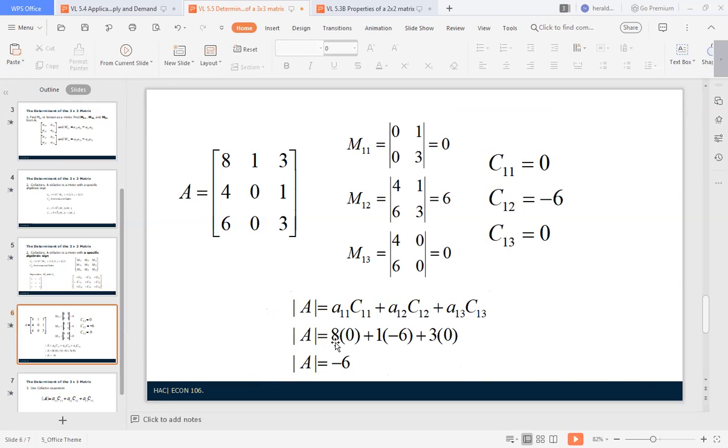So we have our A11 is 8 times C. A12 is 1 times negative 6, or C2, C12. We also have A13, coefficient A3, A13, that is 3, and C13 is 0, which gives us the determinant equal to negative 6. We can also say, class, that this matrix here, because its determinant is not equal to 0, we can have an inverse.